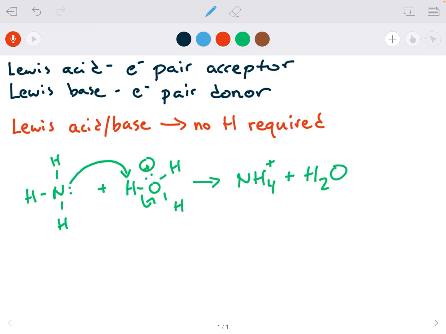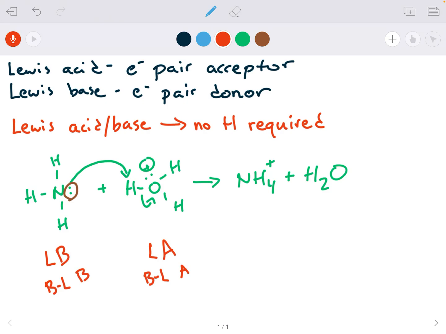In this case, the Lewis base is the ammonia and the Lewis acid is the hydronium, because the hydronium is accepting an electron pair, and the Lewis base is donating that electron pair. So notice that if we were going to define this in terms of Bronsted-Lowry, which we could as well, the acid has a hydrogen on it, so this would be the Bronsted-Lowry acid, and this would be the Bronsted-Lowry base.